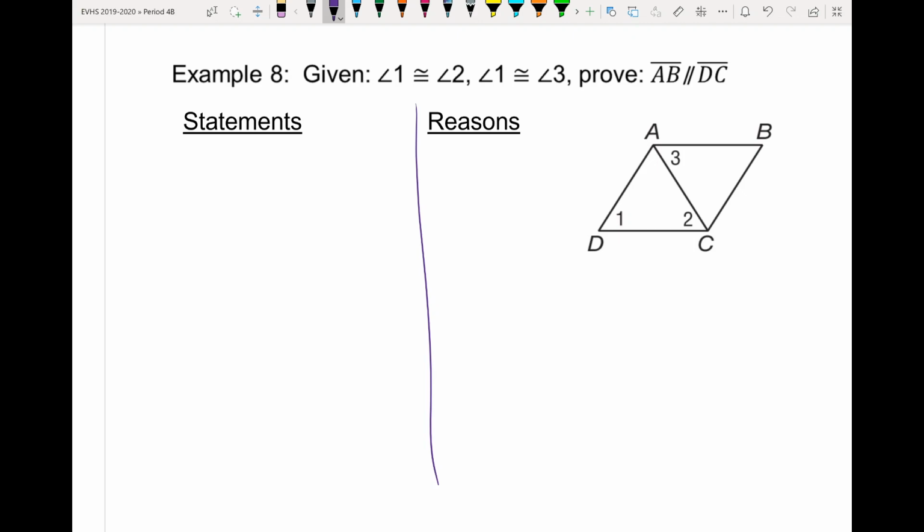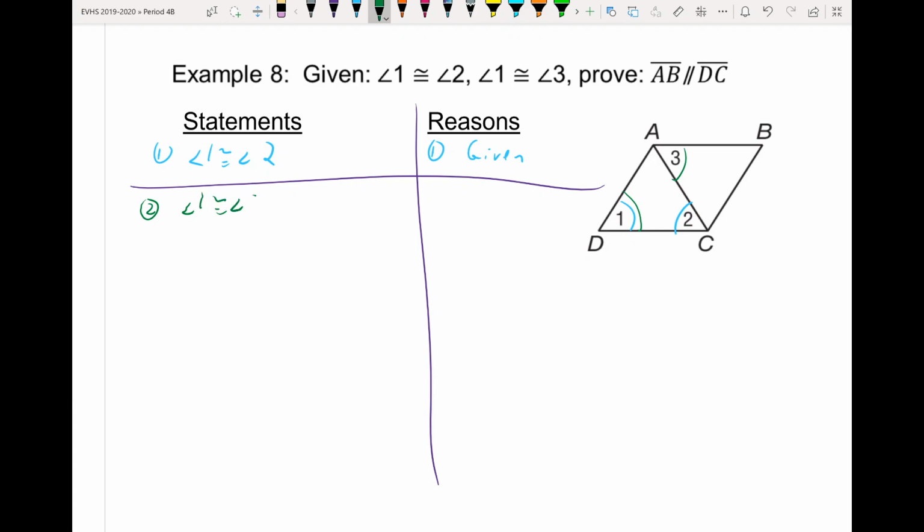So let's go ahead and mark what we're given here. Angle 1 is congruent to angle 2. Statement number 1. How do I know that? Given. All right. Angle 1 is congruent to angle 3. How do I know that? That was easy. All right. And now I need to prove that AB is parallel to DC.